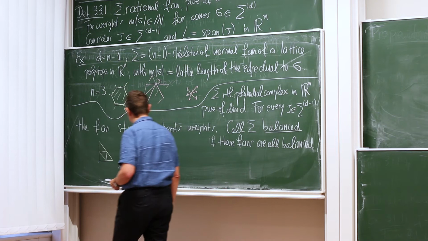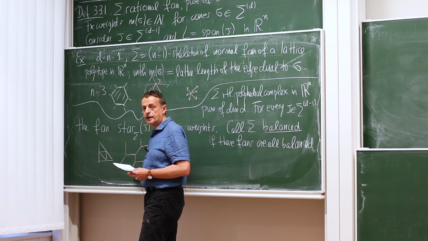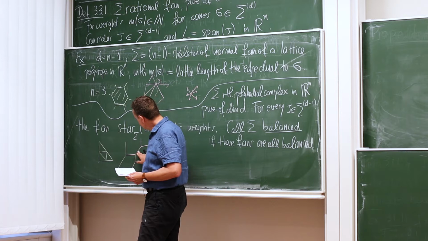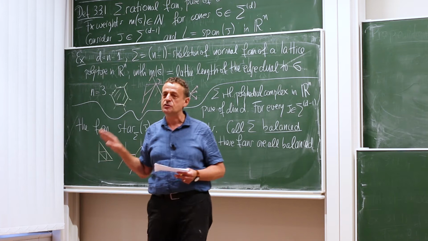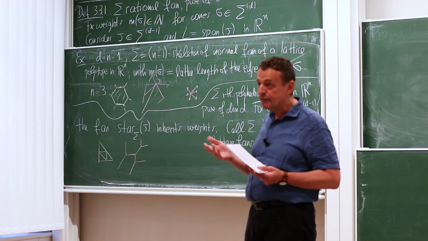Okay? Now I want to argue that this is balanced. First of all, to give it a balancing, I need to assign a positive integer to each red edge. That's the weight of that cell. The weight of this is the lattice length of the corresponding yellow edge. Every top-dimensional red cell will be dual to a yellow edge. The yellow edge has a lattice length. Everything is defined over the lattice. That's the weighting. So now, what does balancing mean?